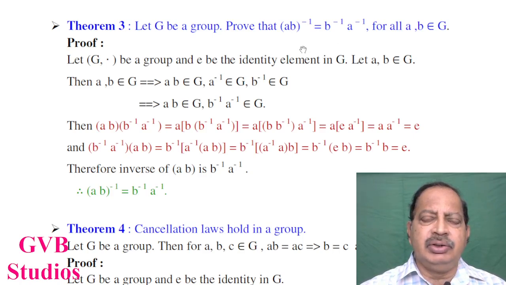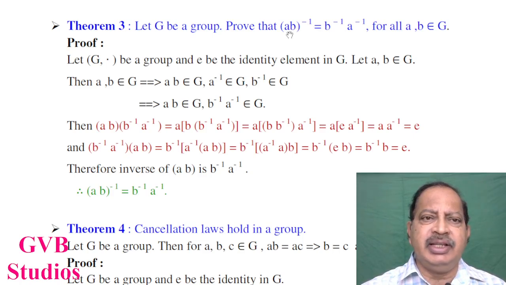I will explain this easily. Suppose AB is equal to X. That means we have to show that X inverse is equal to, call it, Y, the right side part. X inverse is equal to Y means, using the definition, we have to prove that X dot Y is equal to E and Y dot X is equal to E. Then we write X inverse is equal to Y. So that is the way to prove this theorem.